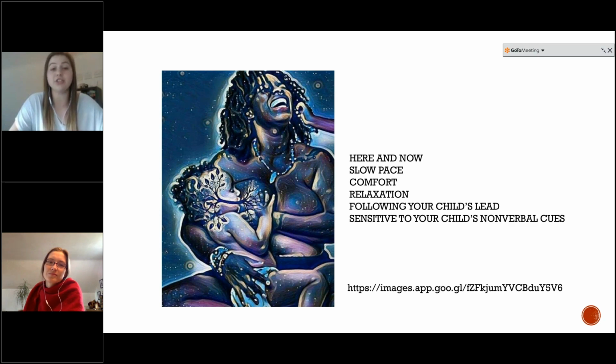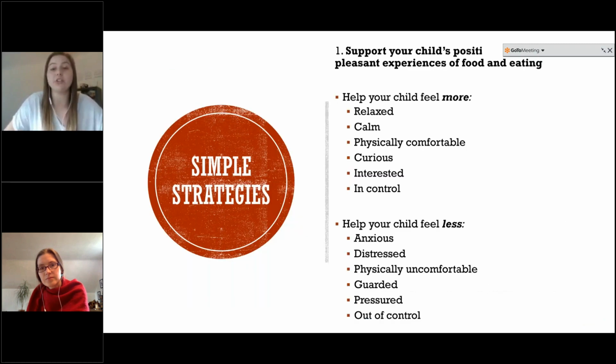So transitioning into some of our strategies, always important, make your child feel comfortable. Let this eating be a pleasant experience. We are wanting to help your child feel more relaxed and calm and even curious about these foods they are eating. We want them to be in control of what's happening. With doing this, it makes your child feel less anxious, less pressured, less out of control, less stressed even. So always thinking, how can I make this in the here and now, my child's experience, more positive and comfortable for them?